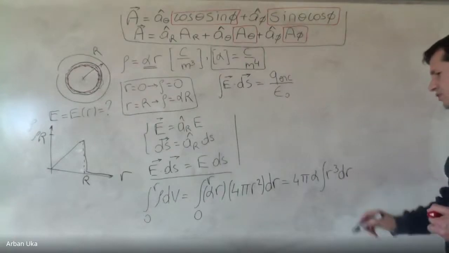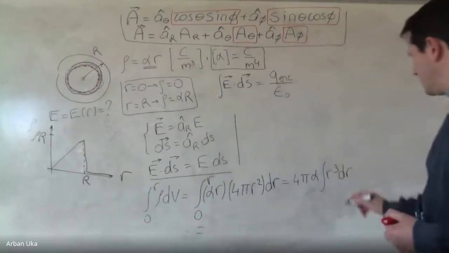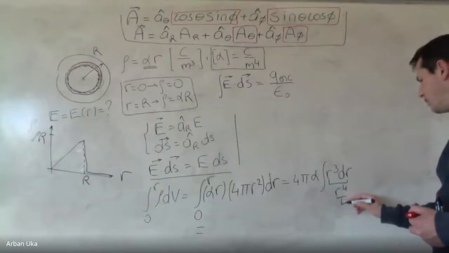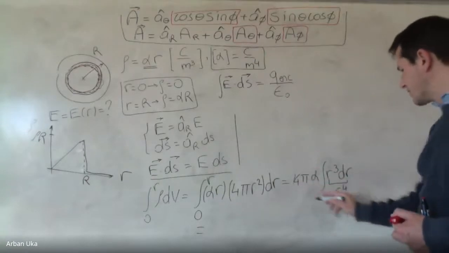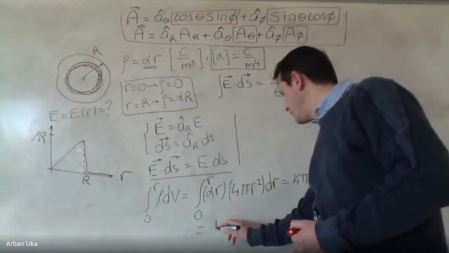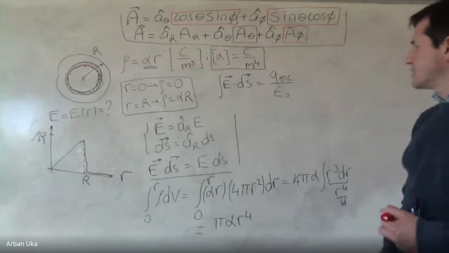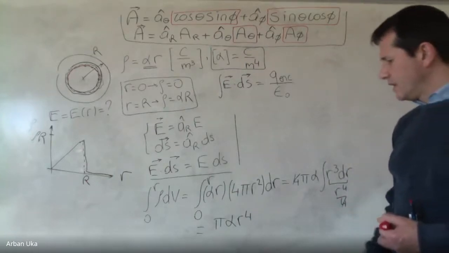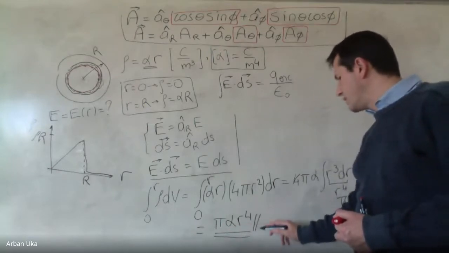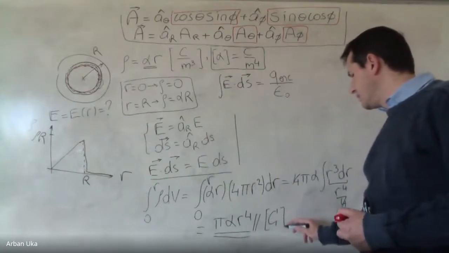And the integral of r cubed dr, what is it? It's r to the power 4 over 4. So these 4s cancel out, and we get pi alpha r to the power 4. Okay, so this is the Q, this is charge. So the unit of this one is Coulomb. So let's not forget this.